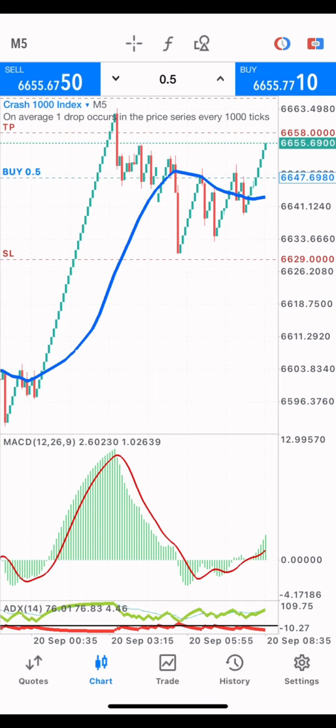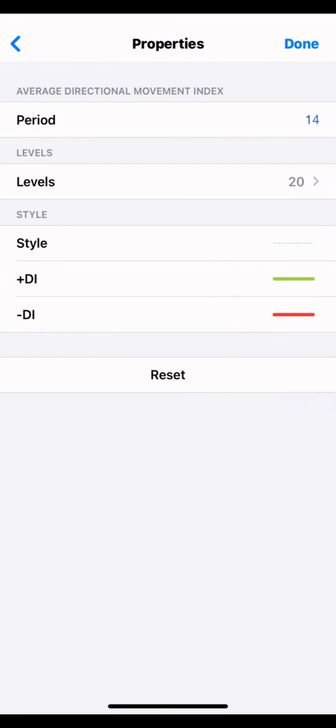So the ADX, if you like, you can add it. If you don't like, don't add it. If you don't know how to use the ADX, I don't want any confusion. That is why I don't want you to use it. But if you know how to use the ADX very well, you can add it. It's good. Period is 14, level is 20. Plus DI is green, while minus DI is red.